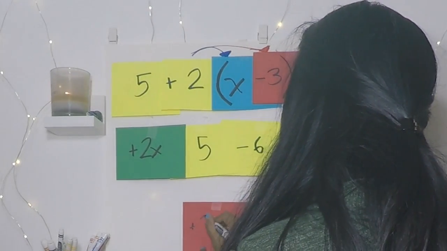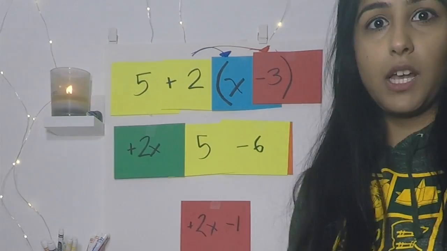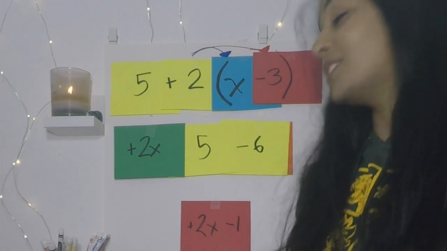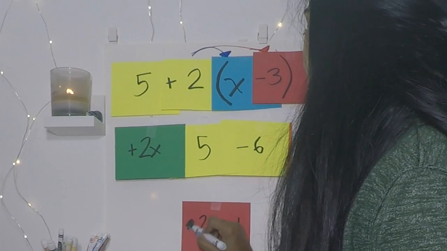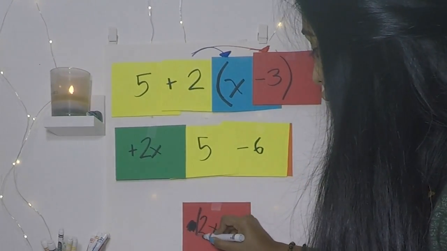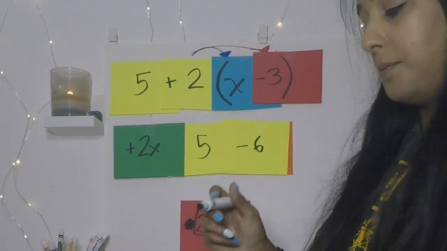And I have positive 2x, right? Because I have my terms. Do I have to write that positive in front of the 2x? No, you don't. Because in an expression, you would just get 2x minus 1.